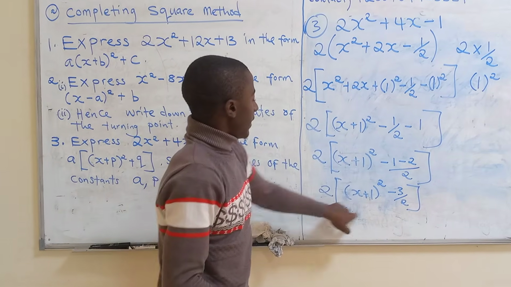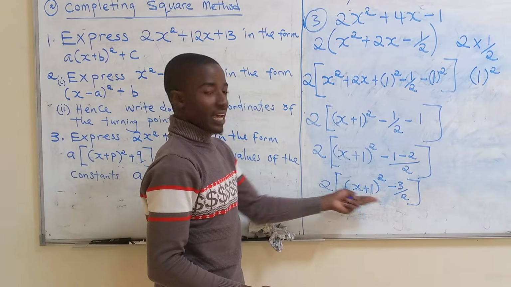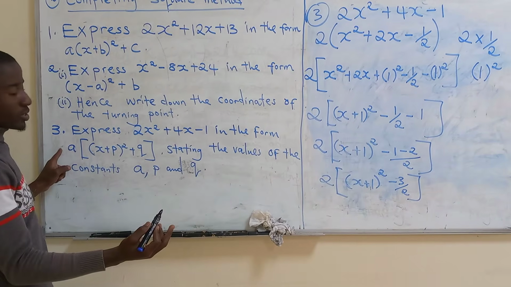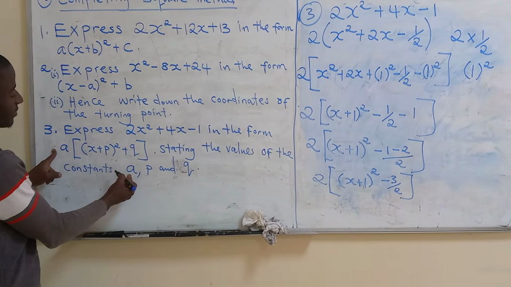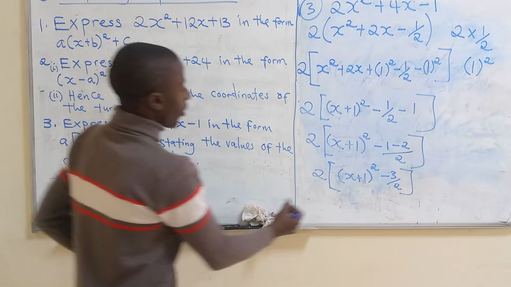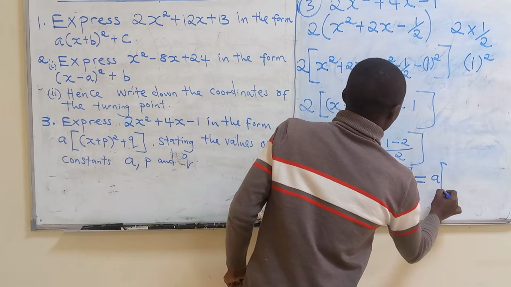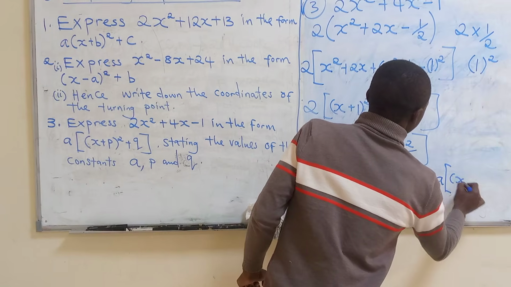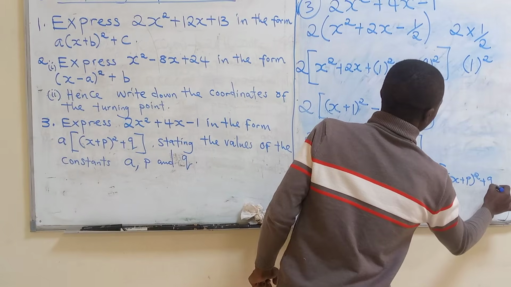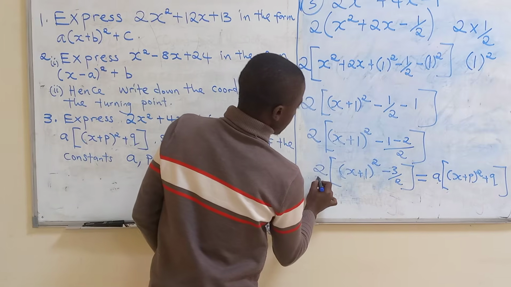Now, in the previous question, when you reached this stage, we were simplifying. Now, following the standard which we have been given, we are not supposed to simplify because we are finding the constant values of a, p, and q. So it's just a matter of now comparing. So this one is the same as a, open brackets, x plus p squared plus q. So now this a is equivalent to that.